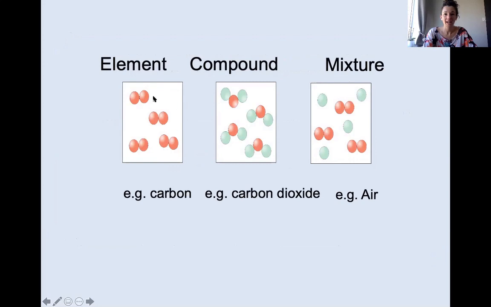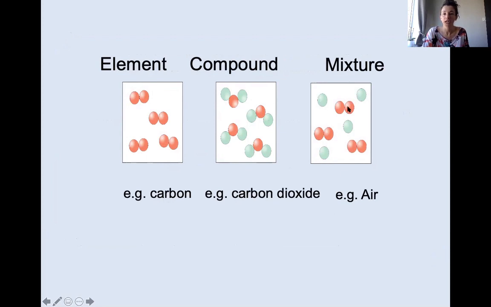So here's my element. You can see it's all the same type of atom, and my example was carbon. I just picked one from the periodic table. Here's a compound, two or more different types of atoms chemically bonded together. My example was carbon dioxide.